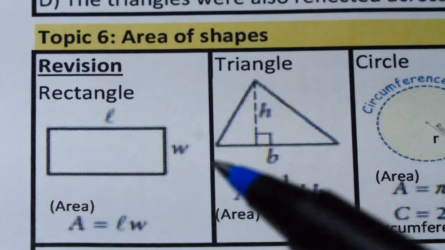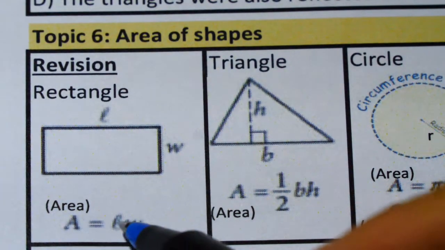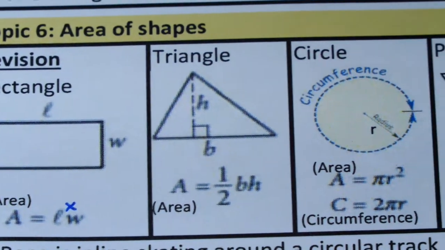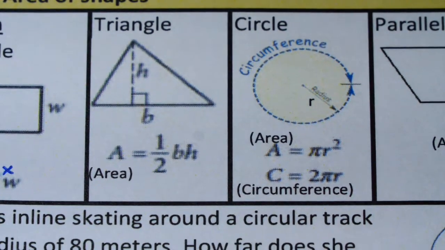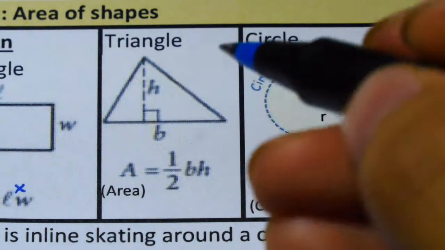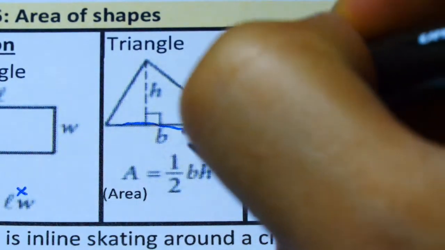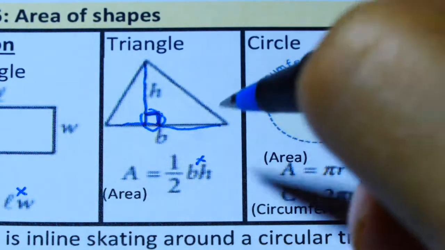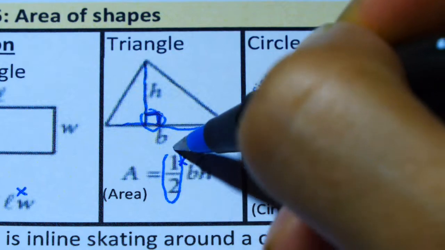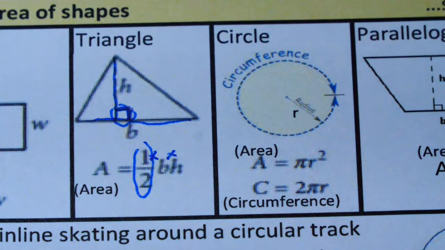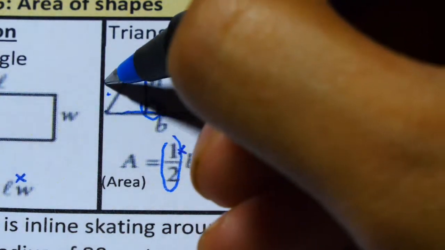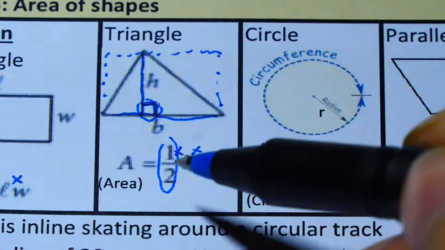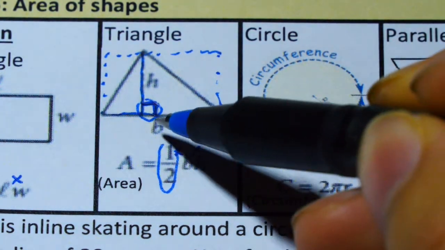We have a rectangle. To find the area of a rectangle, it's the length times the width, L times W. For a triangle, it's almost the same as a rectangle. Base times the height. The height is connected to the right angle here. Also times half, because a triangle is half of a rectangle. If we draw a rectangle here, this triangle is half of this rectangle. So half times base times height.